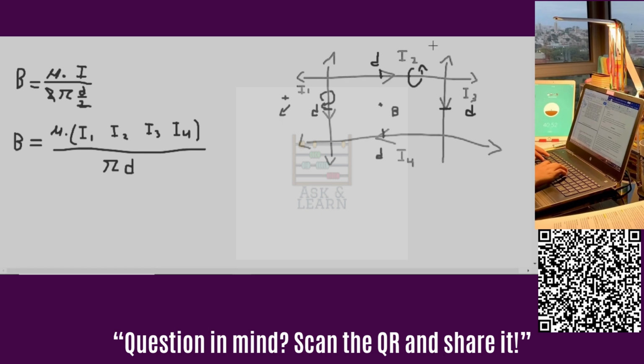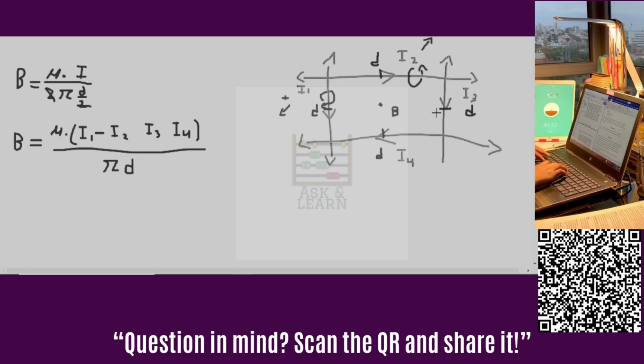Which means that's into the page. So I2 will be negative. So we have our positive I1 minus I2, because that's going to have a magnetic field in the opposite direction as I1, so we'll subtract that portion.